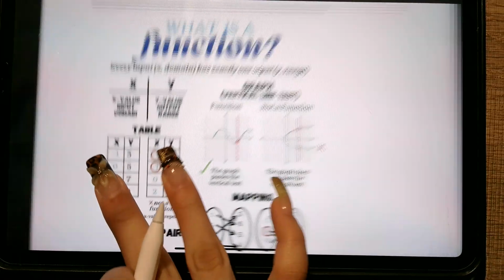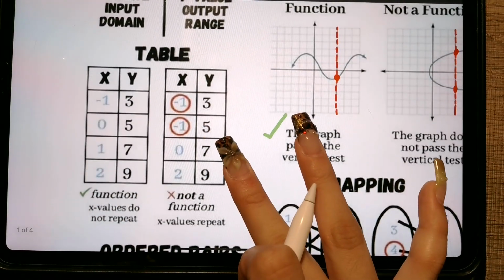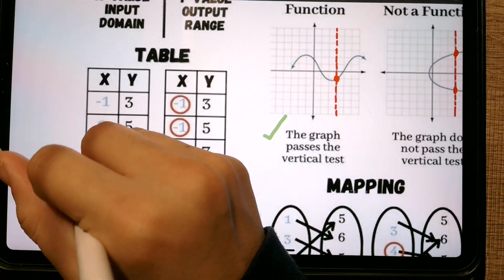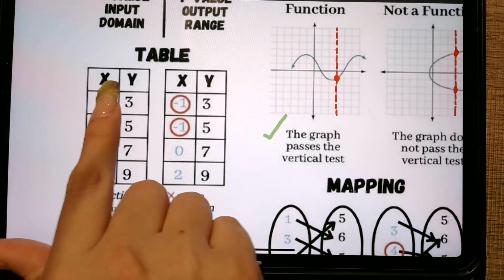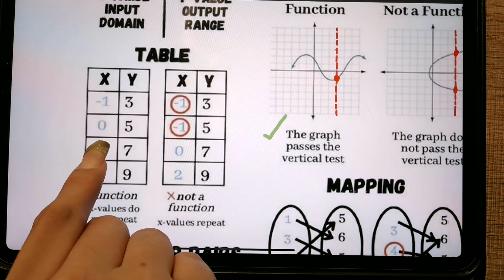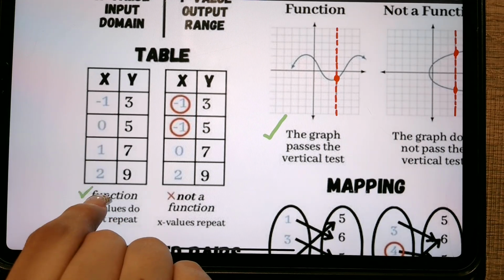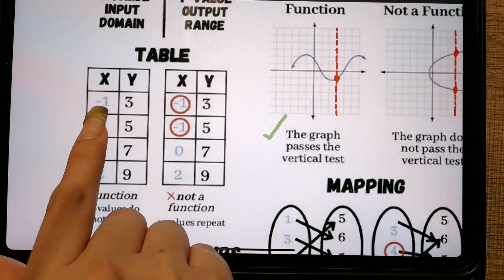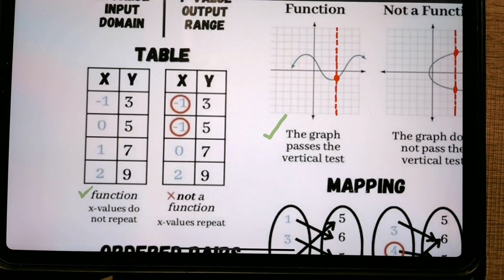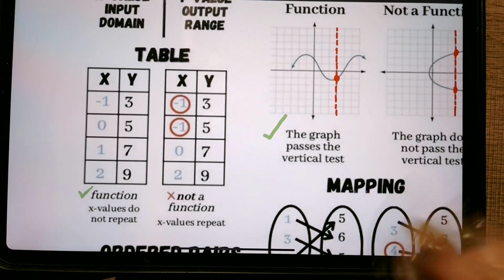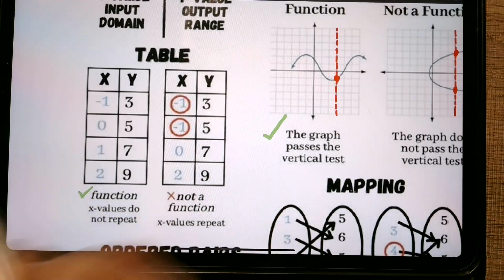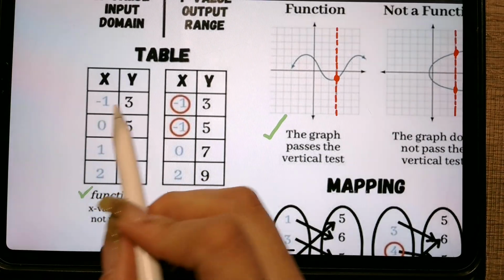Now let's move on to a table. When we have a table, here's our example of yes, a good function, or a function. We have no repeating x's, okay? And if we did have a repeating x, let's say -1 repeated, it should have 3 as an output. But they really probably won't show it to you like that on your test. So if you see no repeating x's, that is most likely a function, or that is a function.